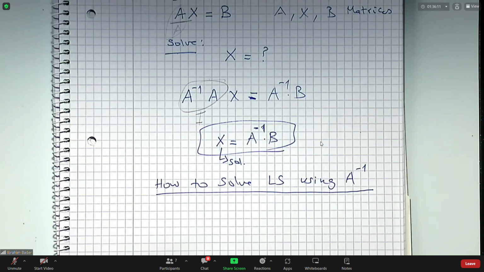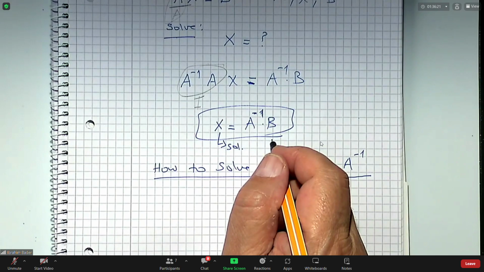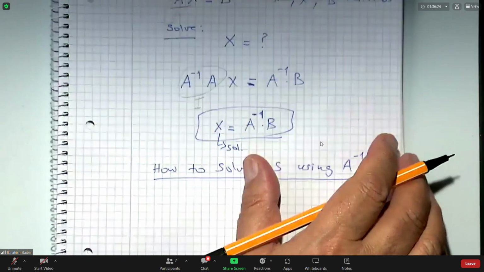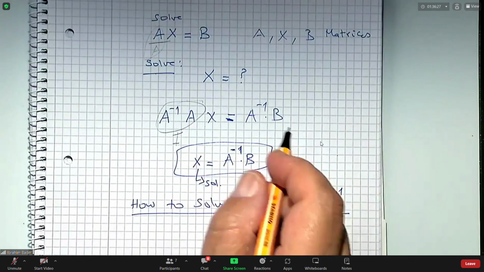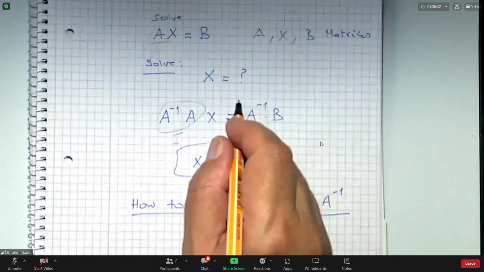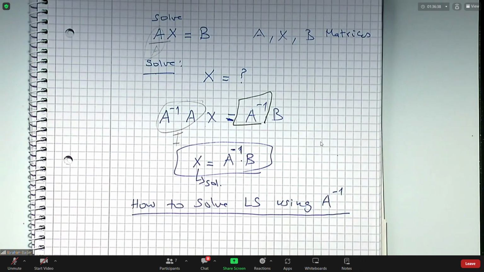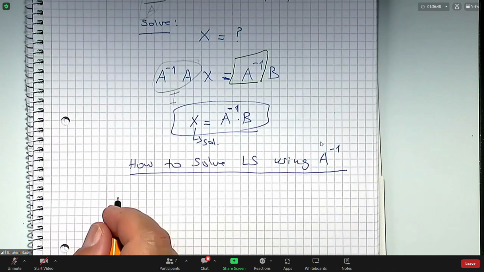Okay, so as I mentioned before the break, we are going to have a real life example how to solve a linear system using this equation here. That means if you have a linear system in the matrix form, you evaluate the inverse of the coefficients matrix, you multiply it by the right-hand side matrix, then you achieve a solution for this. Okay, so let's take an example.